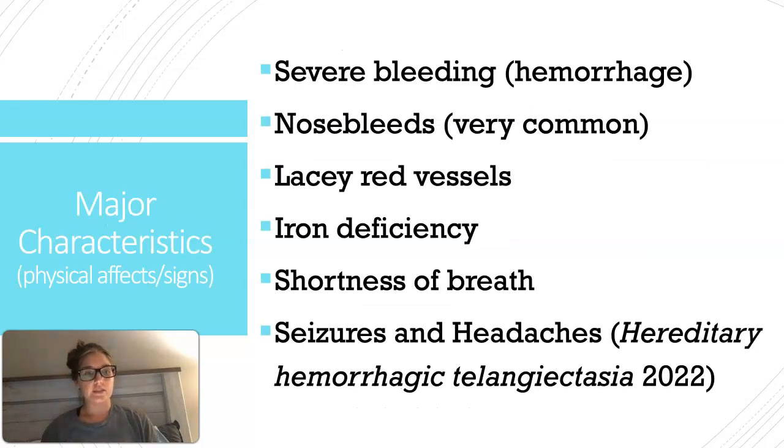Major characteristics or physical effects, signs. Nosebleeds are very common in people with HHT, and more serious problems may arise from hemorrhages in the brain, liver, lungs, or other organs. Nosebleeds often start in early childhood, and sometimes they happen on a daily basis, which leads to iron deficiency. Iron deficiency can happen due to having so many nosebleeds. You're losing a lot of blood, so you become very iron deficient.